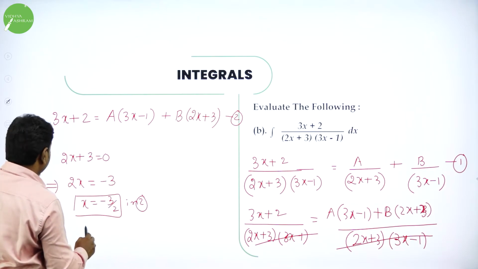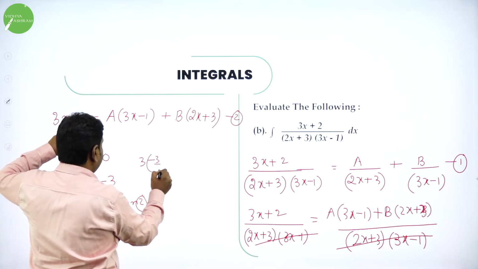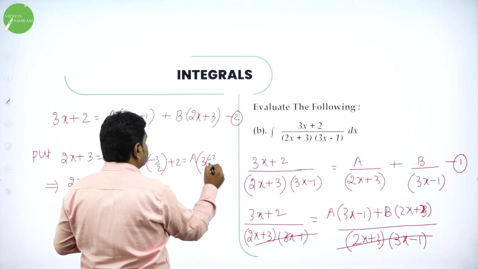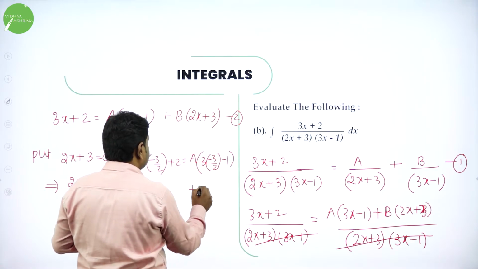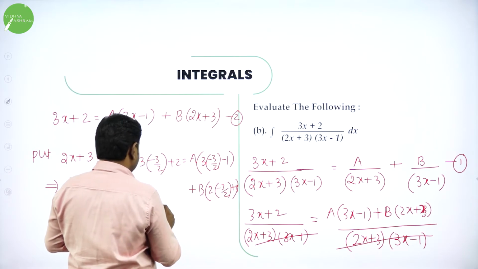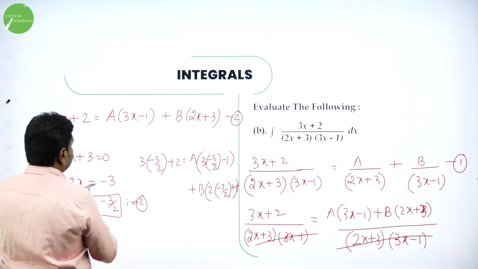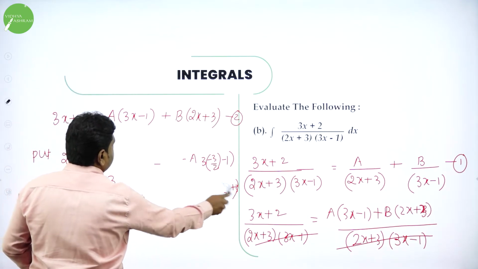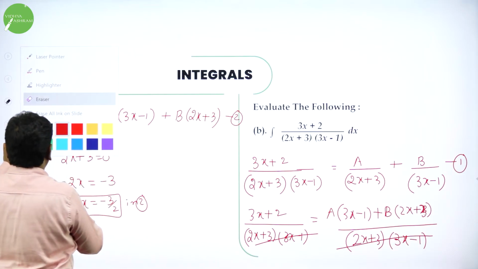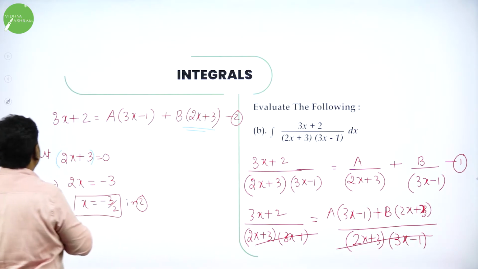In the place of x, if you put minus 3 by 2, LHS becomes 3 into minus 3 by 2 plus 2, A into (3 into minus 3 by 2 minus 1), plus B into (2 into minus 3 by 2 plus 3). You can simplify this further, or reduce the length so we will not take so many steps. Here please understand, we are equating this factor 2x plus 3 to 0, so don't take this, directly you can substitute in this.